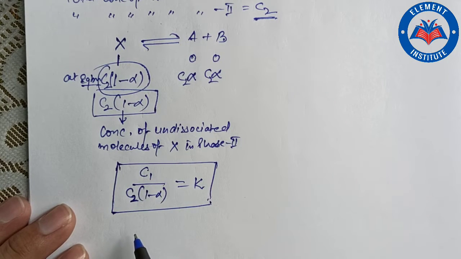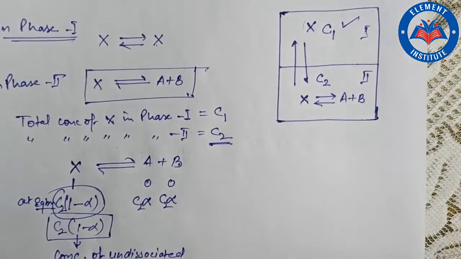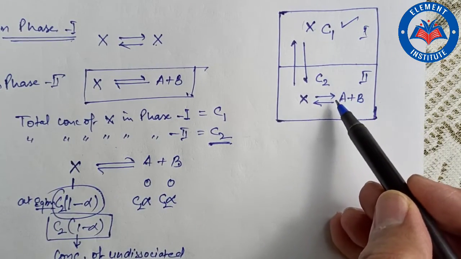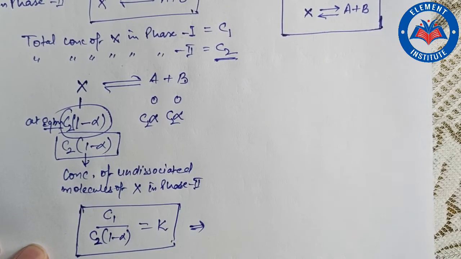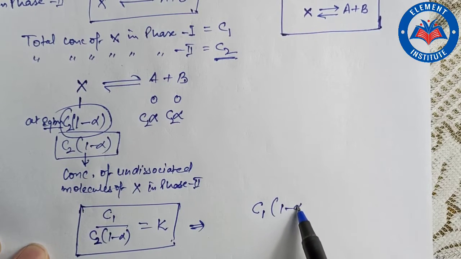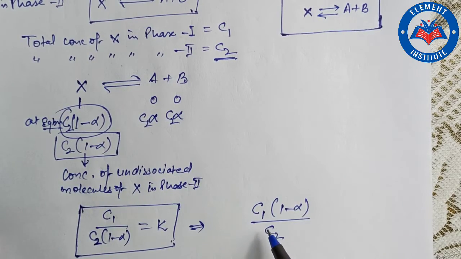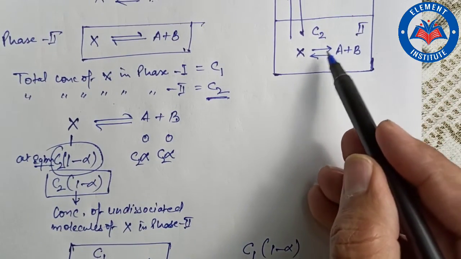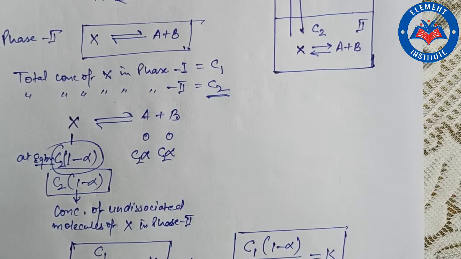Now suppose the solute is undergoing dissociation not in liquid 2, it is undergoing dissociation in liquid 1. So this relation will be changed, as we will write 1 minus alpha with the C1, and C2 will be the concentration of solute in the normal form in liquid 2. So it will be given by this relation.